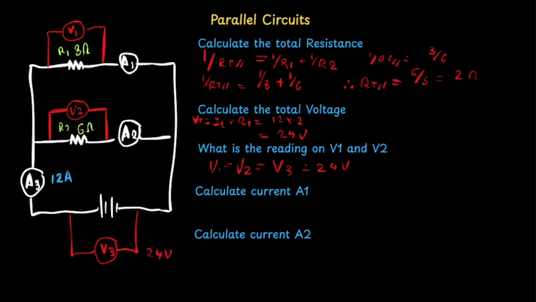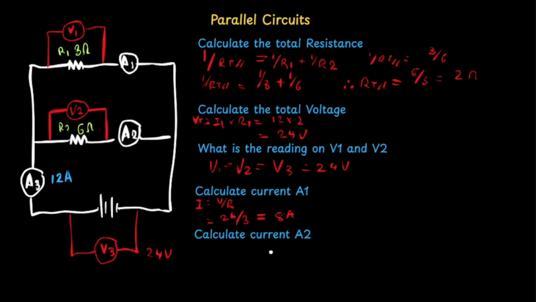The next question asks us to calculate the current flowing through ammeter A1. We can do this by using the voltage in this branch and dividing it by the resistance of the branch itself. Why can we do that? Because of Ohm's law. Ohm's law tells us that I, or current, is equal to voltage divided by resistance. So that means that 24 volts divided by 3 ohms should give us a current value of 8 amperes.